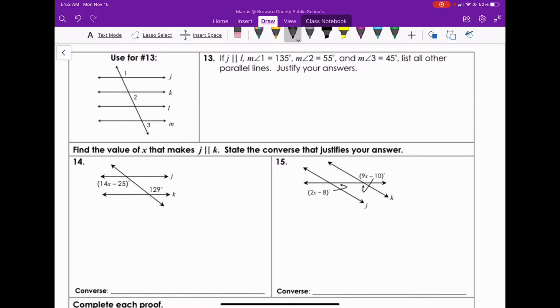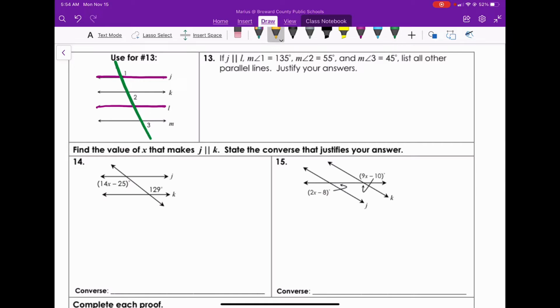Number 13, if J is parallel to L and angle 1 is 135, angle 2 is equal to 55 degrees and angle 3 is 45 degrees. List all other parallel lines and justify your answers. All right, so the first thing they told us is that line J and line L are parallel. So anything that happens on line J is going to happen to line L. And for all of these examples, that green line is the transversal.